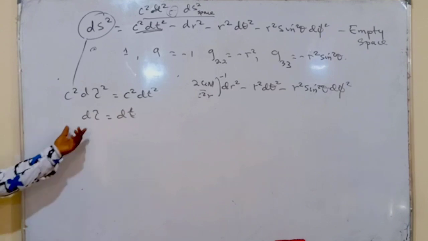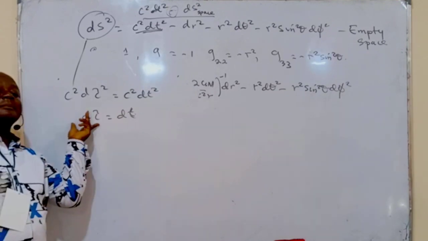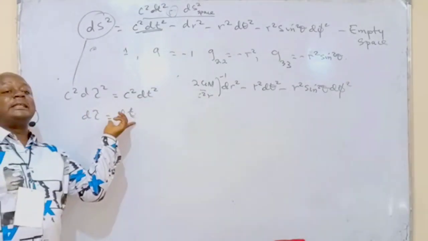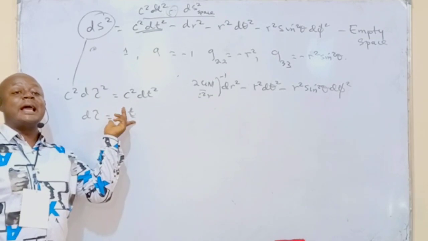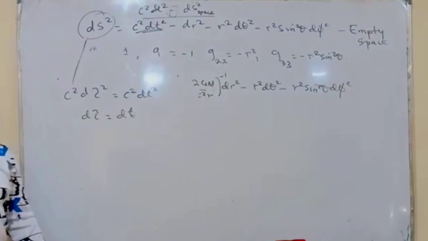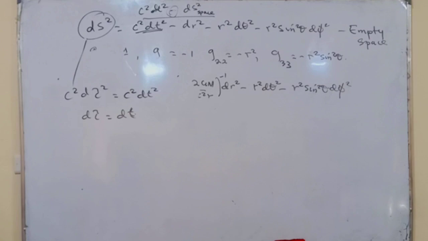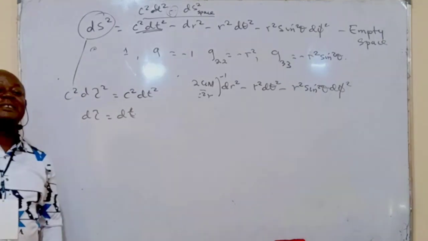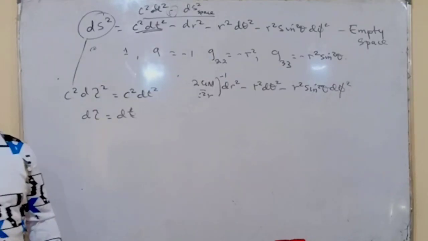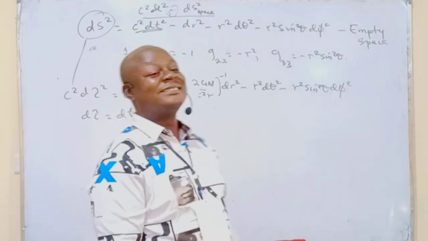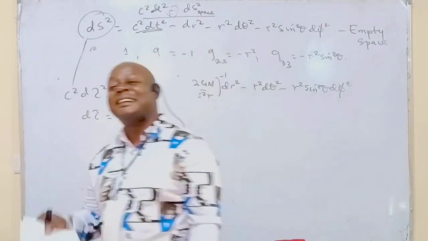So my proper time interval is the same as my coordinate time interval in the absence of a gravitational field. They used to include the Lorentz factor in special relativity. That is in special relativity.